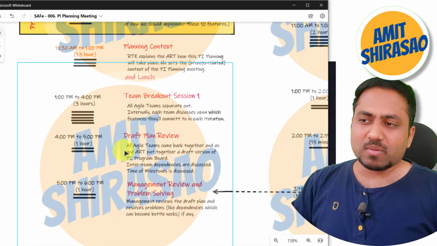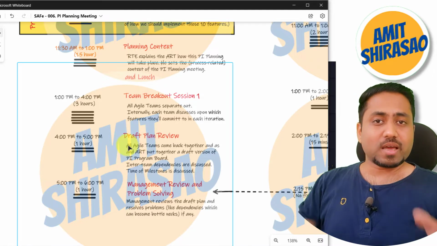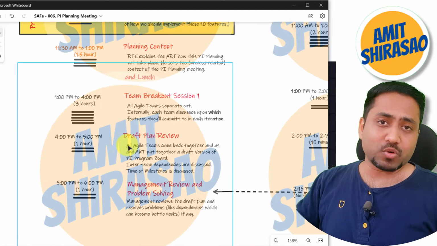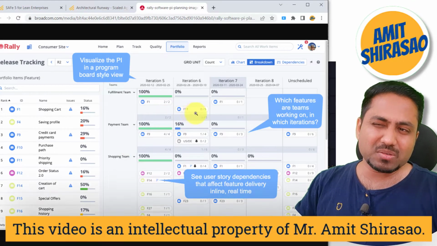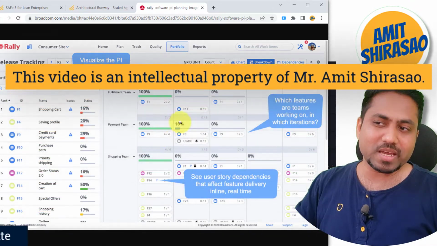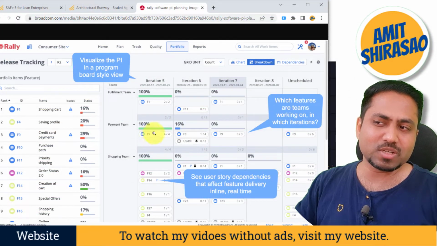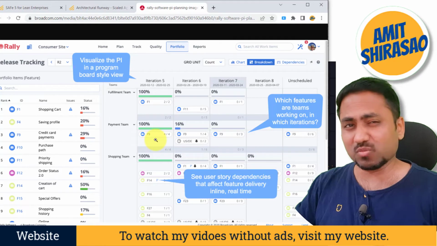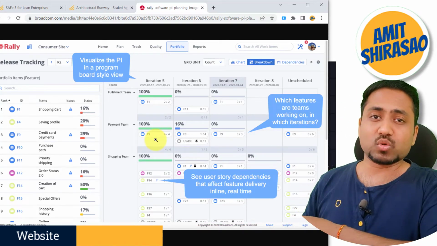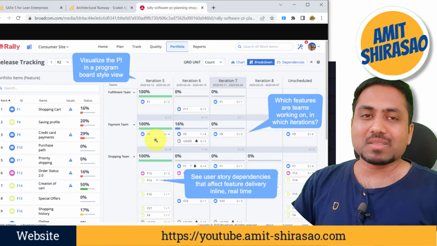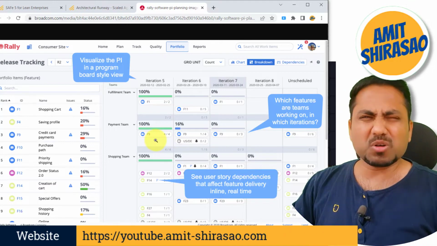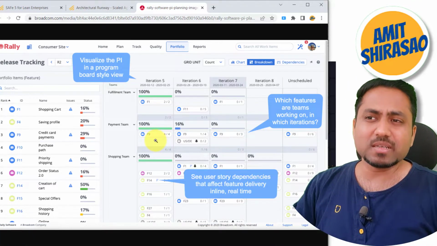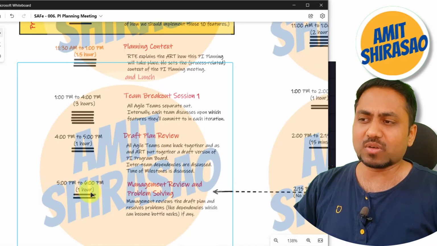Now in the draft plan review, the entire ART looks at that program board, and they see, okay, this is not possible, this depends on that, all these stories must be completed in this particular iteration only, and please move them forward, front load those stories. So that kind of activity happens over here. A lot of discussion happens, but normally it does end within this 1 hour window.